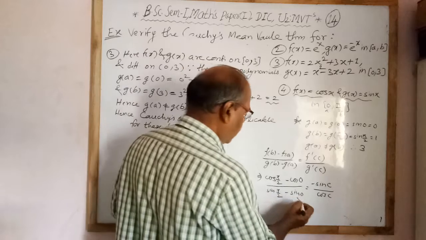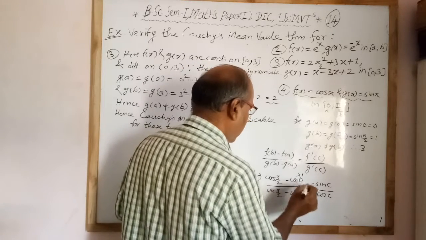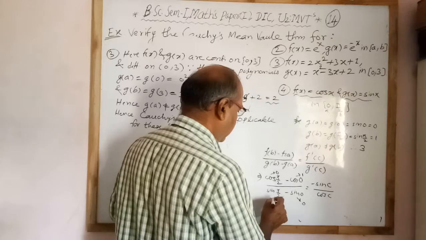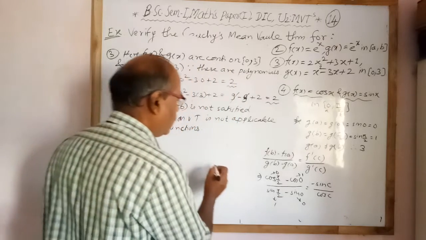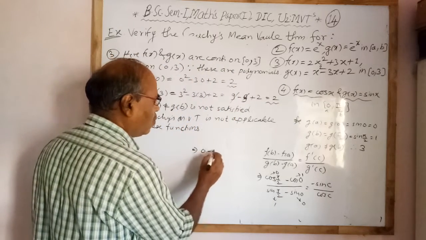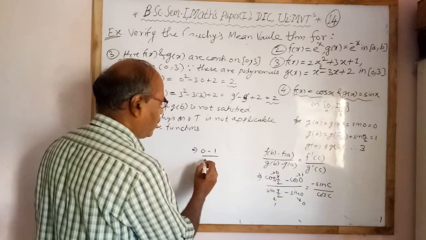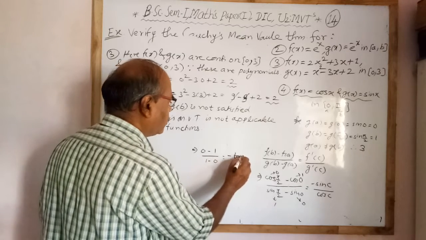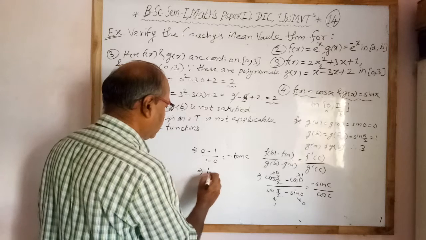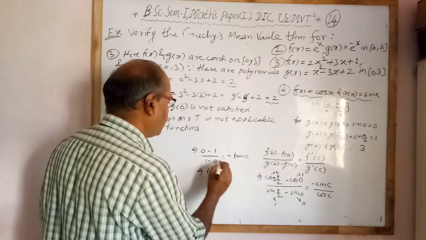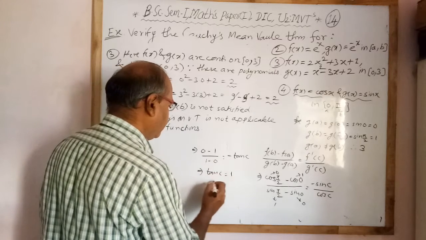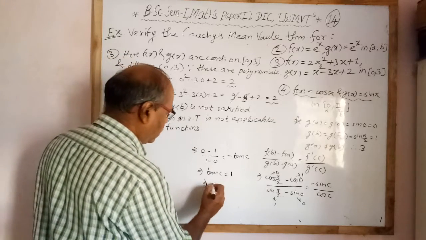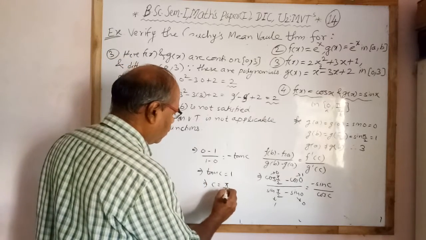You know sin 0 is 0, cos 0 is 1, cos pi by 2 is 0, sin pi by 2 is 1. Therefore we get 0 minus 1 divided by 1 minus 0 equal to minus tan of c. Therefore tan c equal to 1. Now we know that tan of pi by 4 equal to 1. Therefore we get c equal to pi by 4.